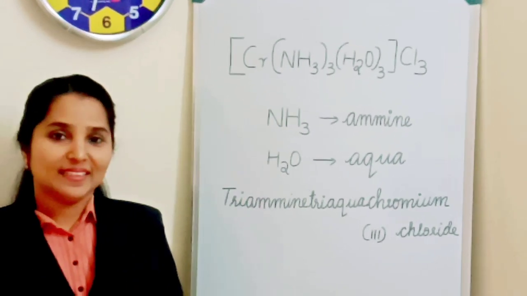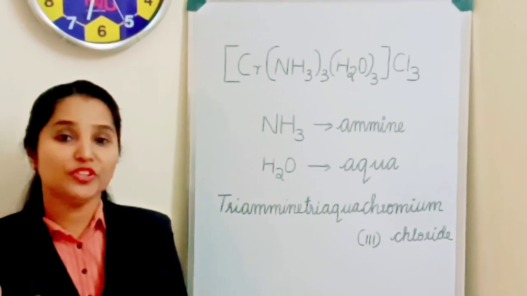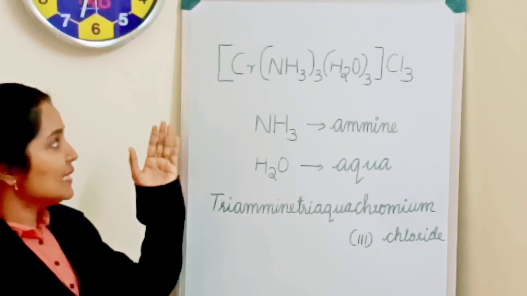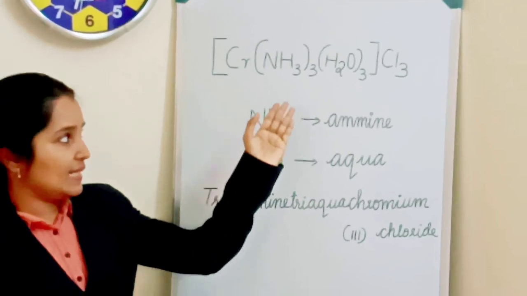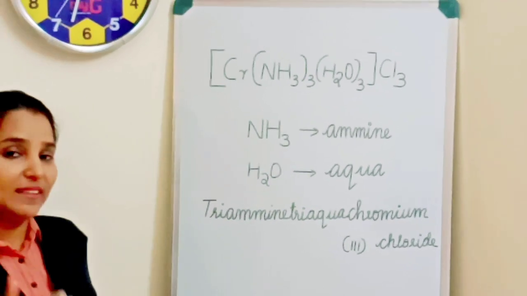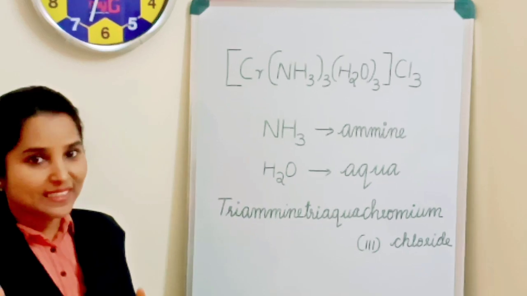Today in this session we will see some examples of naming mononuclear coordination compounds. The first compound is [Cr(NH3)3(H2O)3]Cl3. We have already discussed in the previous session the rules in naming coordination compounds.